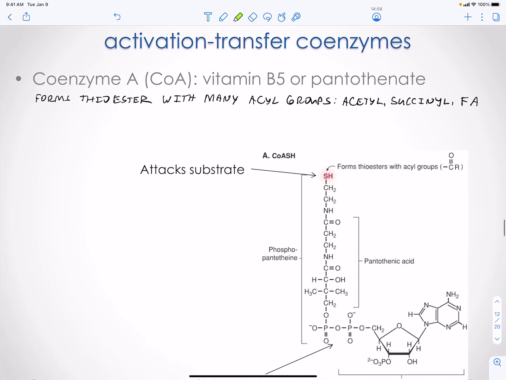Now another example of an activation transfer coenzyme is coenzyme A. Now coenzyme A is a very important 2-carbon building block for adding 2 carbons. So it's important for 2-carbon building block.